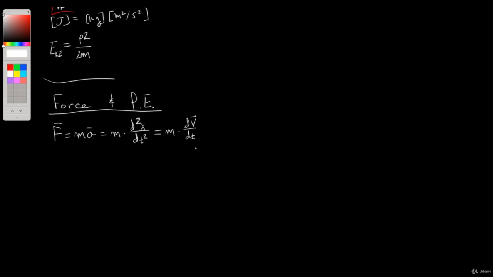But we do recall from the relationship above that the momentum was equal to m times v, right? And so it turns out we can rewrite this term here, d(mv) over dt, as dp over dt. So F, the force applied on a particle, is simply equal to the change in momentum with respect to time.